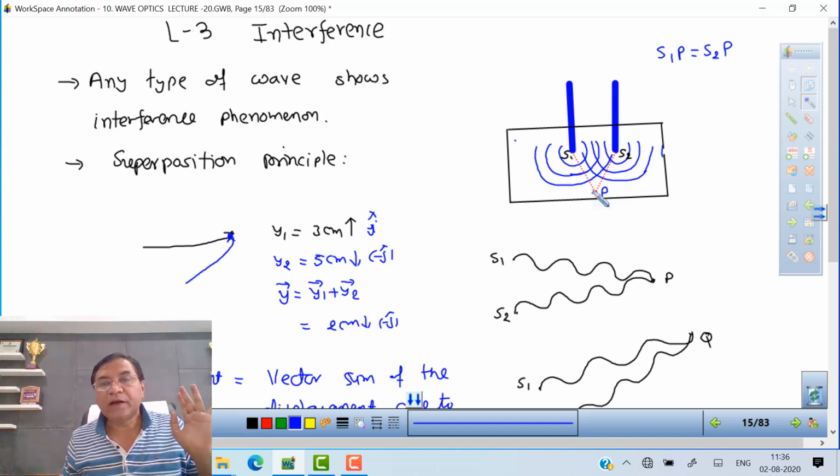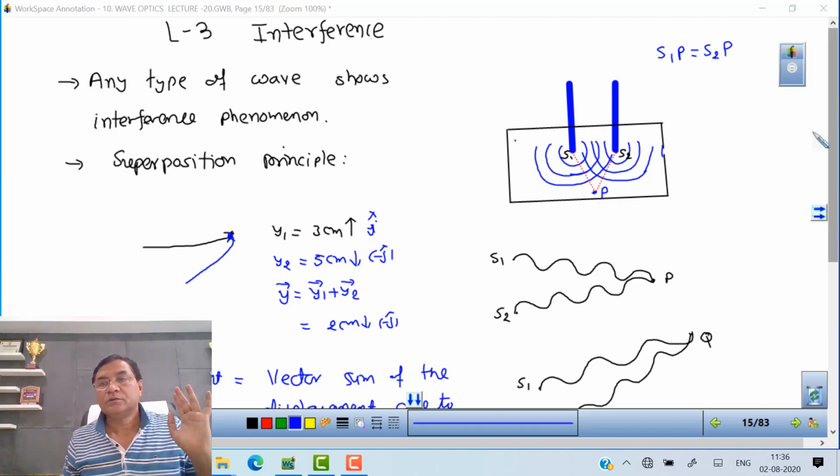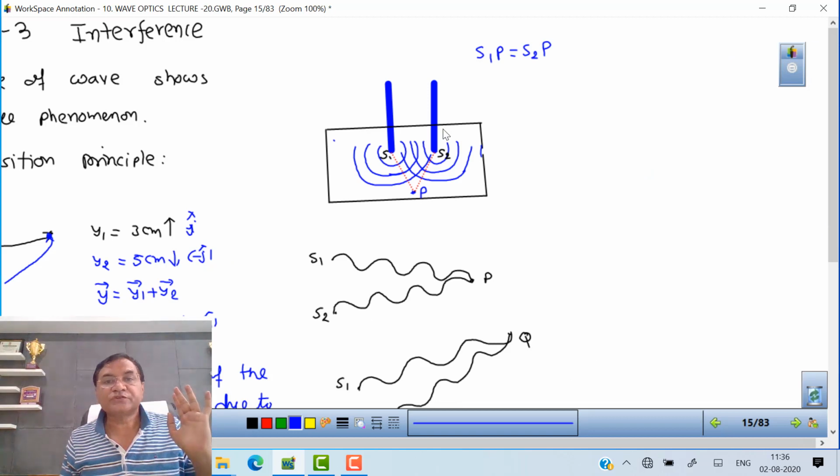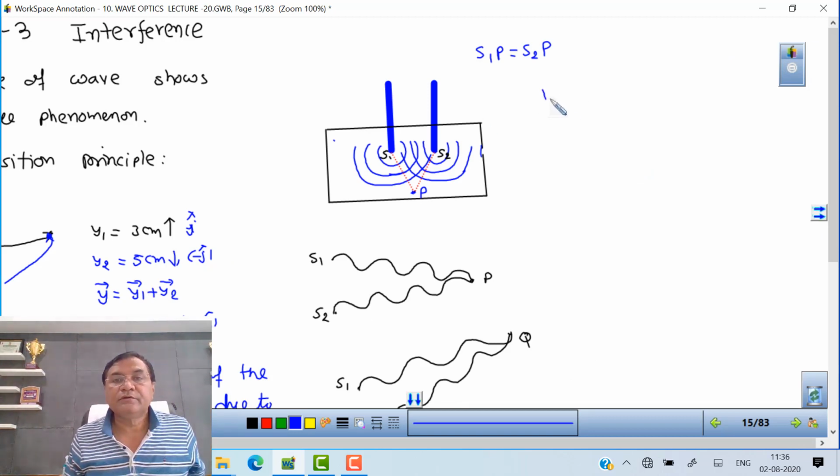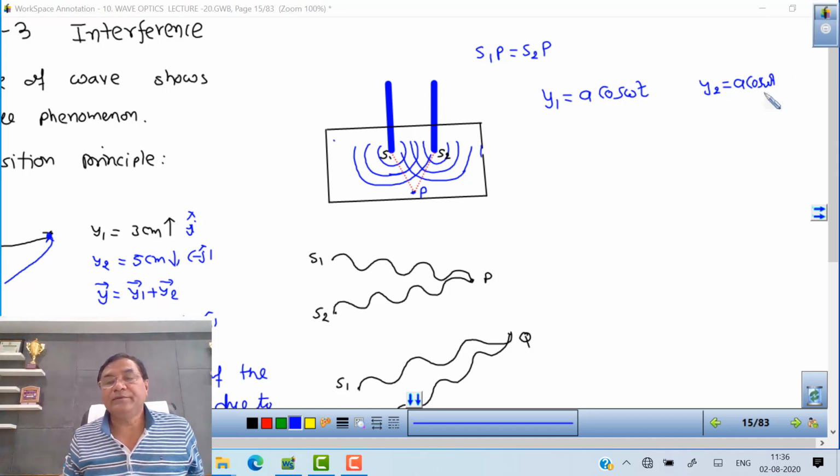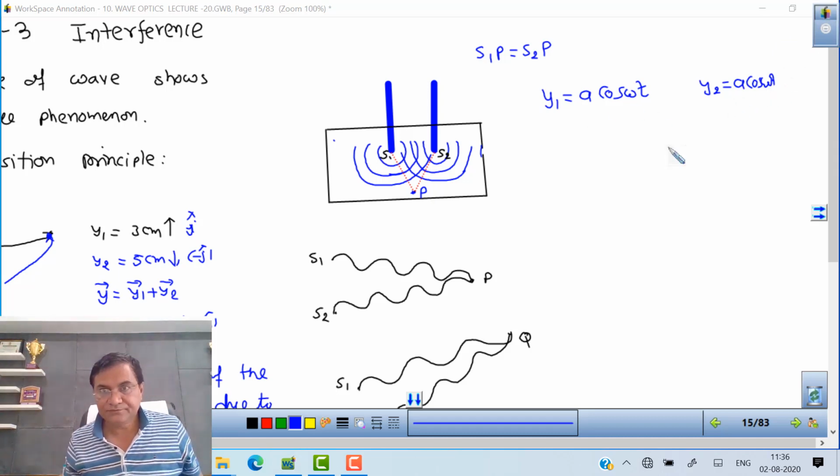So what happens to this particle P? This is oscillating, so I say y1 is equal to a cos omega t. I can take sin omega t also depending on initial position. And y2 is equal to a cos omega t. Both have the same periodic time, same frequency, same amplitude, everything same.